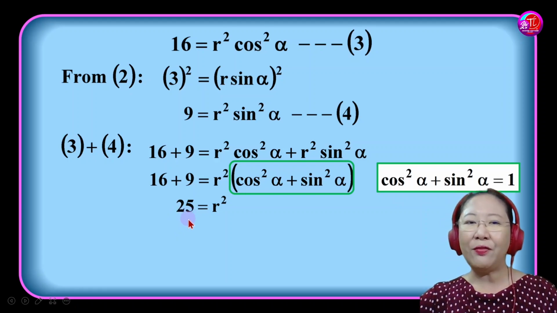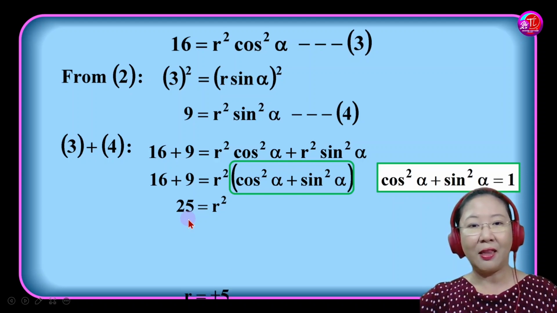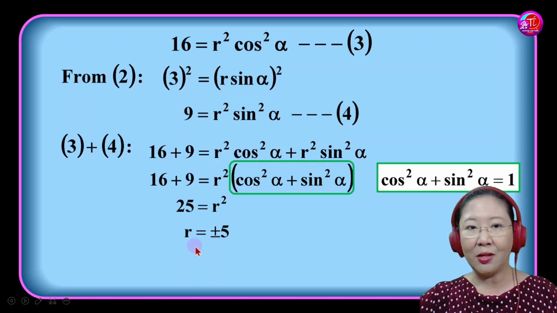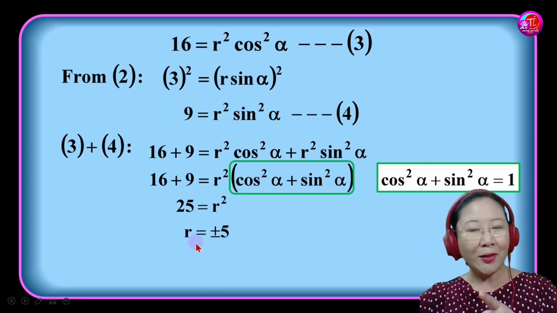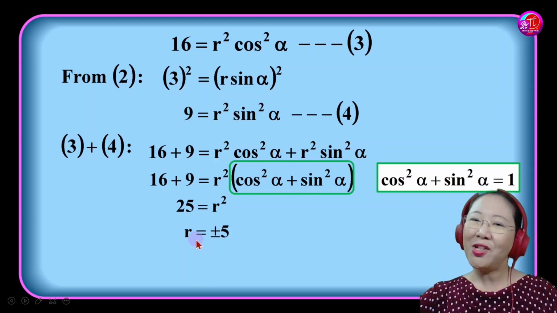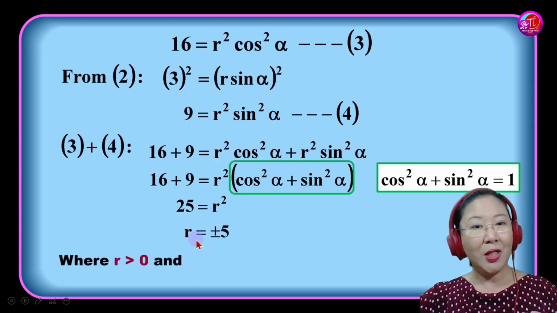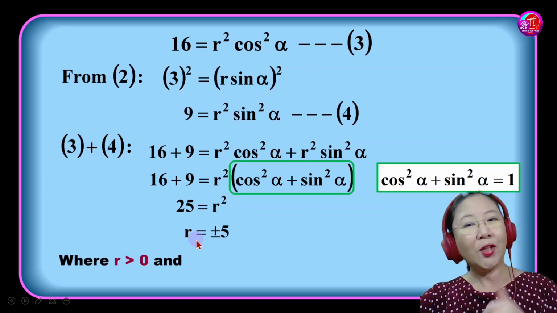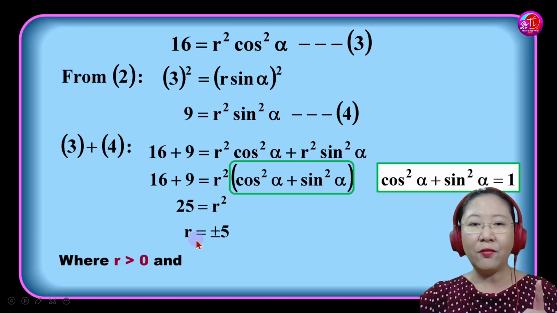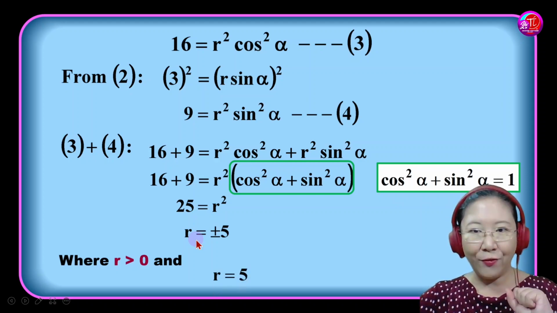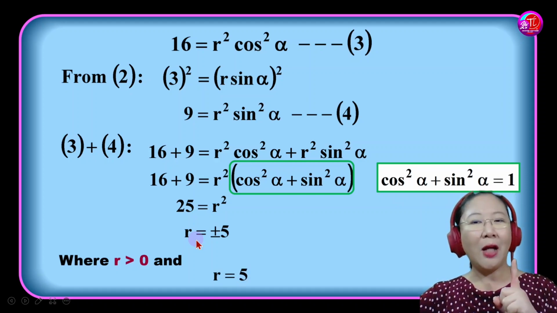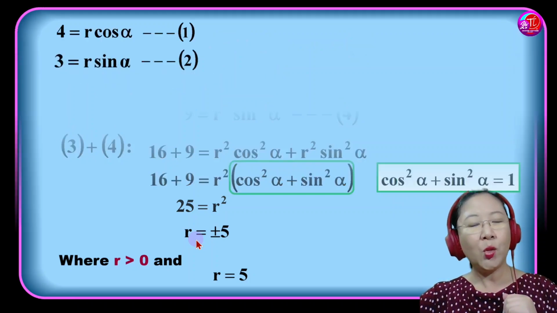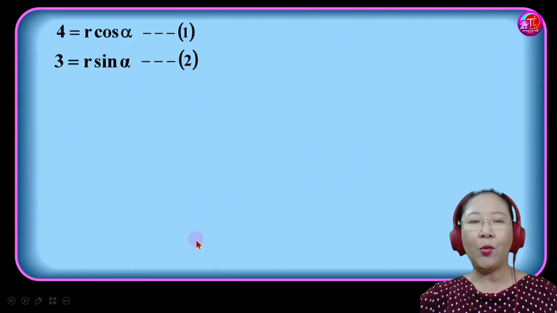We will simplify and settle that. We will get r equivalent to plus minus 5. But remember what the condition is? The condition is that r has to be a positive number, r has to be bigger than 0. So when the condition says so, our r value has to be 5. Okay? So we got our first element, which is r.